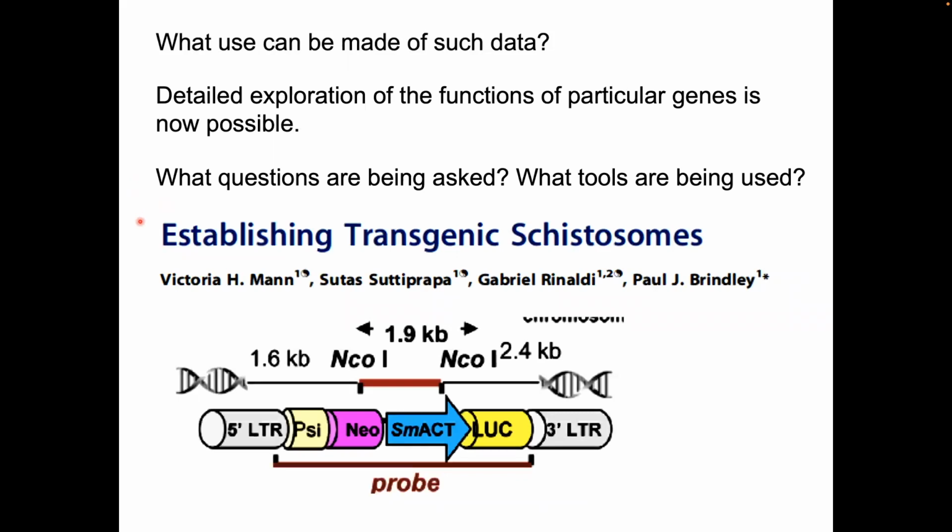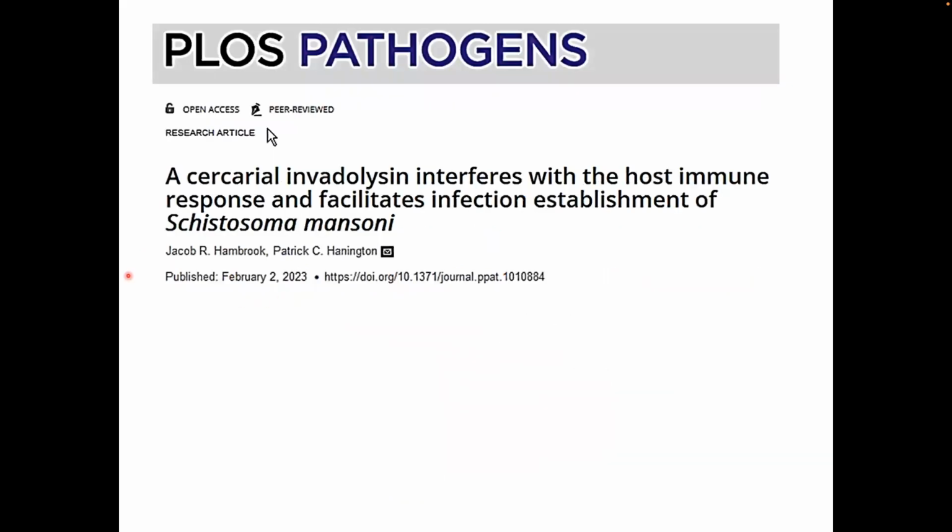We can establish transgenic schistosomes and try to probe the function of particular genes. What happens if we put a gene in? What happens if we silence a gene? We can start targeting individual genes. And you may recognize some names there amongst the author list. There's a few familiar names. This one was published this month.